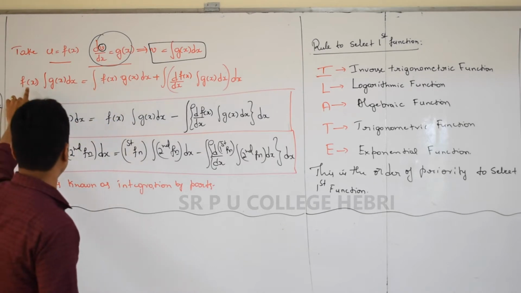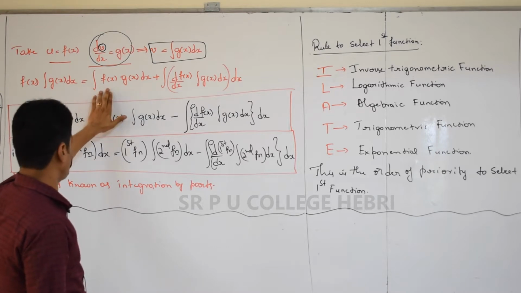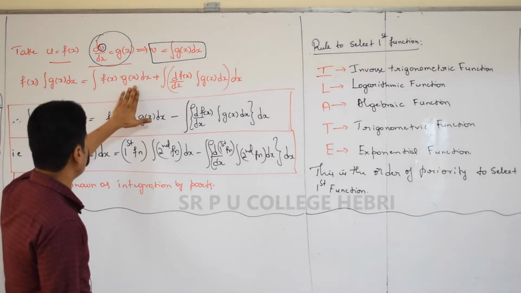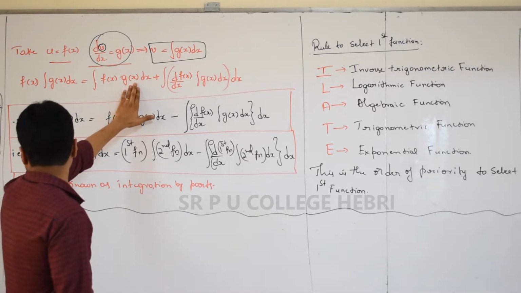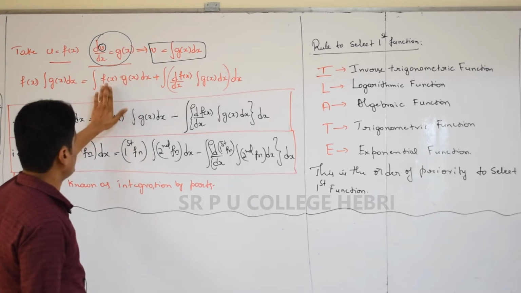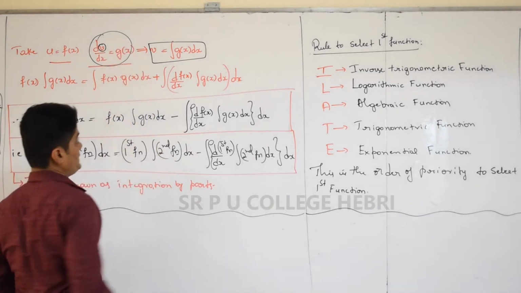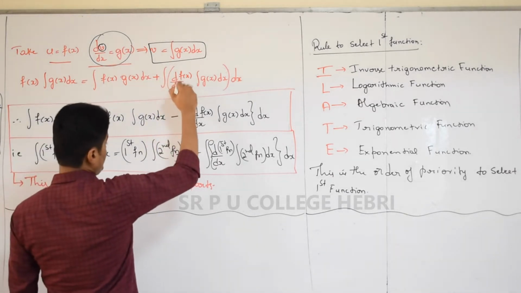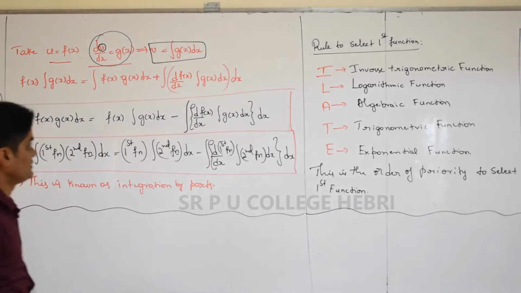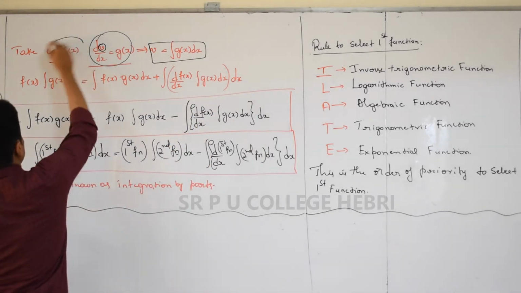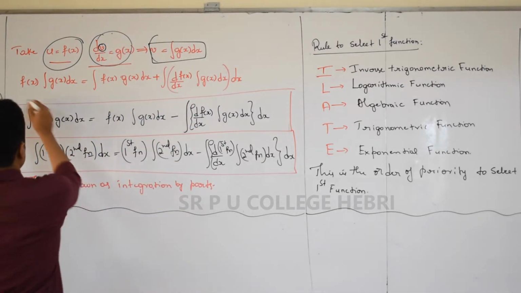Substitute in the previous step. You will get f of x into the integration of g of x, that is u into v, equal to the integration of u into dv by dx, which is g of x, plus the differentiation of f of x, that is du by dx, with v, the integration of g of x. Substitute this and this in the previous step, and you will get this expression.